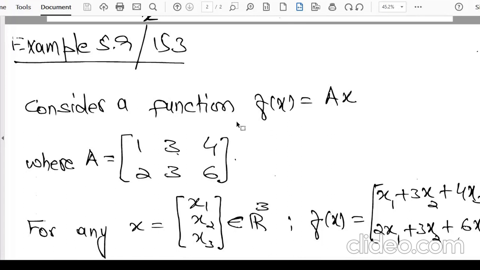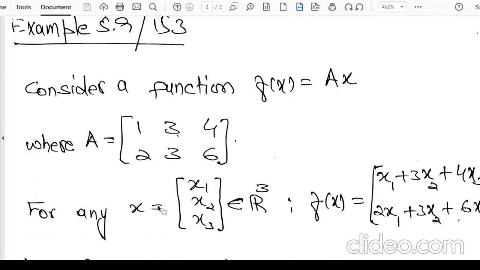So primarily this function f is from three-dimensional Euclidean space to two-dimensional Euclidean space, which is explicitly written over here. For any x consisting of x1, x2, x3, which is a three-dimensional vector, the output is going to be equal to x1 plus 3x2 plus 4x3, the first component of the function, and 2x1 plus 3x2 plus 6x3, the second component of the function.